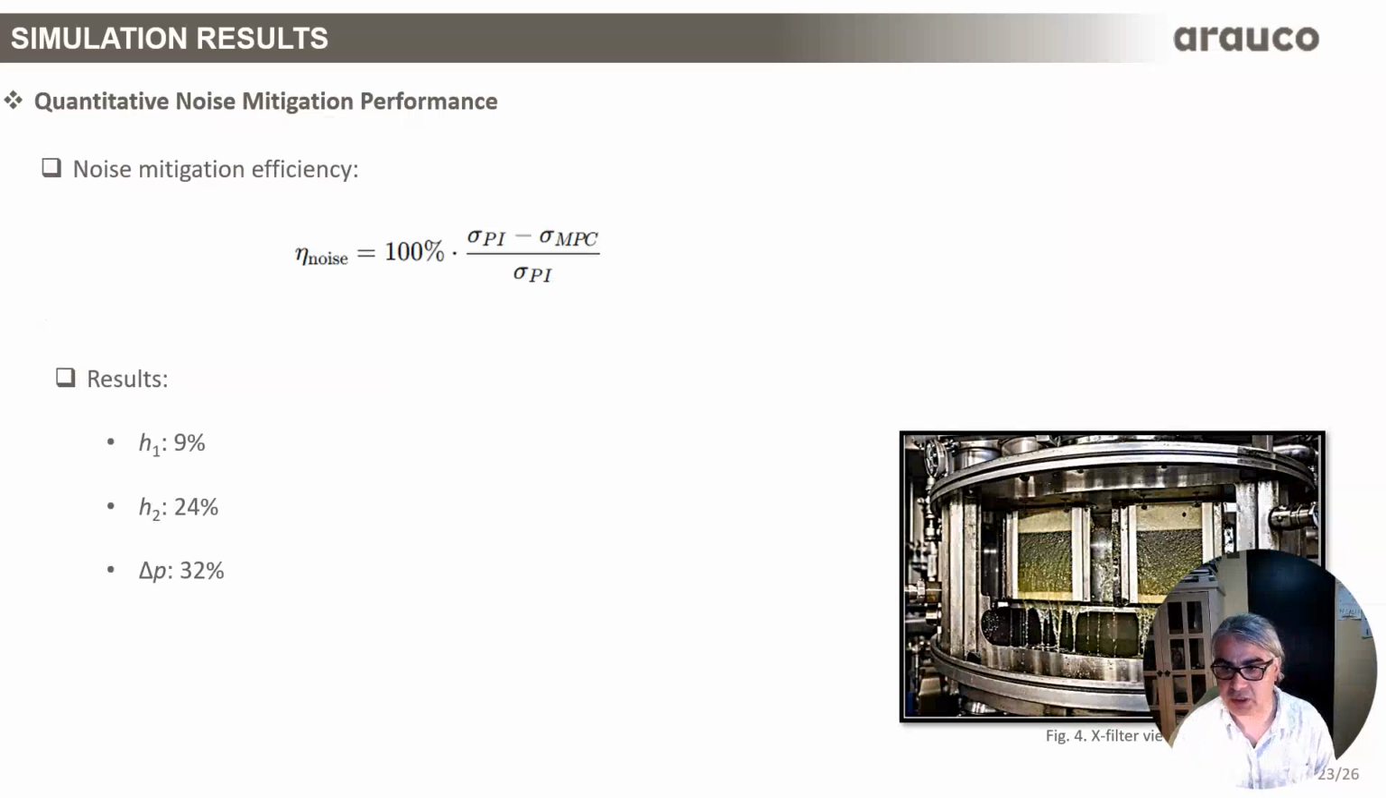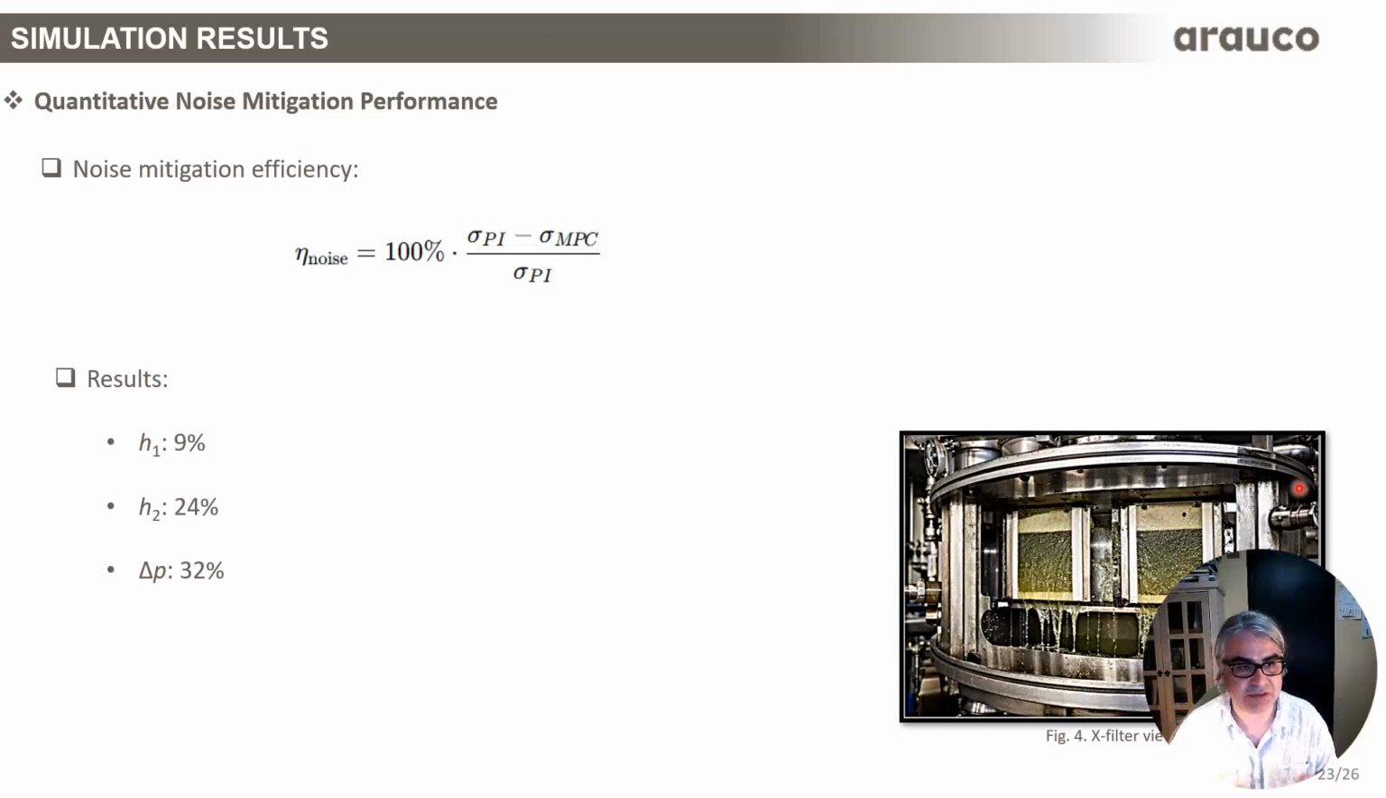Noise suppression performance is quantified using a noise mitigation efficiency metric, defined as the relative reduction in standard deviation between PI and MPC control. The result shows a 9% reduction for the upper level, 24% for the outlet level, and 32% for pressure differential. These values clearly demonstrate the superior ability of MPC to suppress high frequency variability in critical process variables.